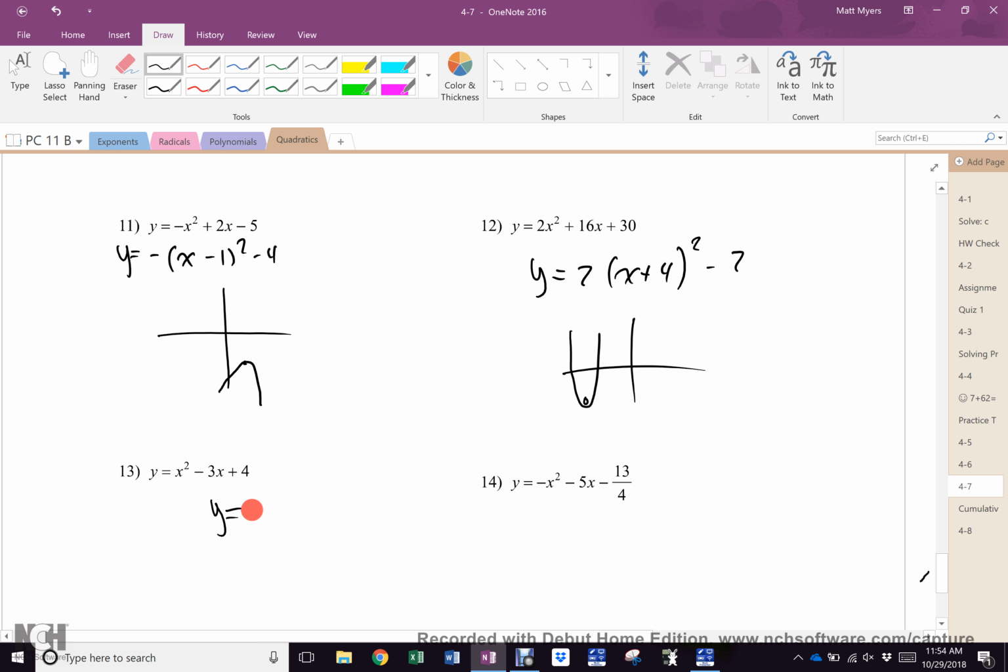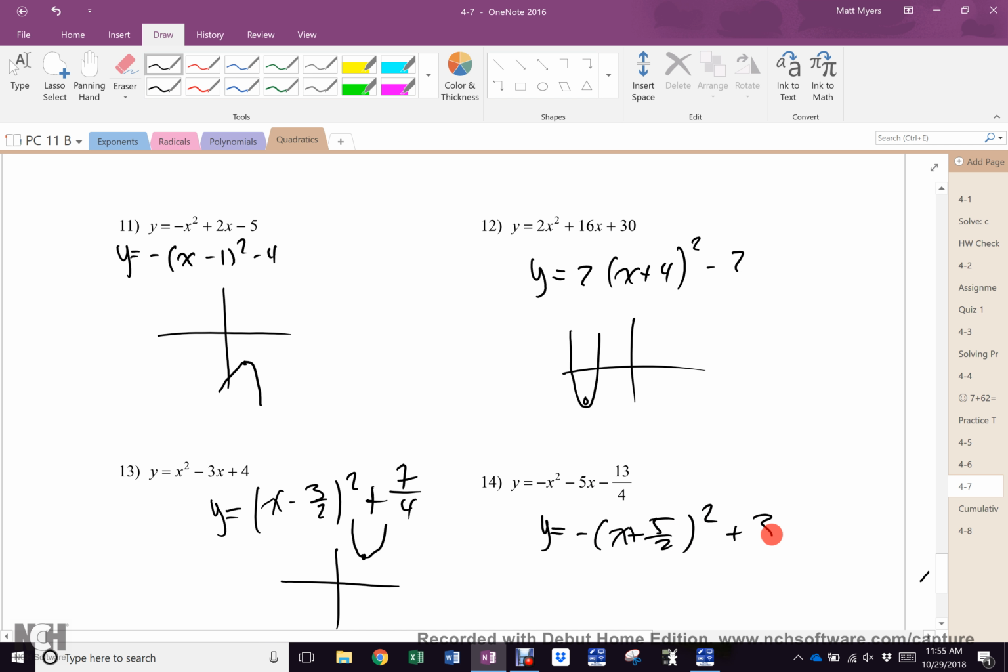And y equals, oh, tricky one here. X minus 3 over 2 squared plus 7 over 4. So it's out here and up and normal and not skinny. And y equals negative, oopsie daisy, negative x plus 5 over 2 squared plus 3, negative, plus, and down, and not skinny. Any questions about 11 through 14? 12 and 14. Okay.